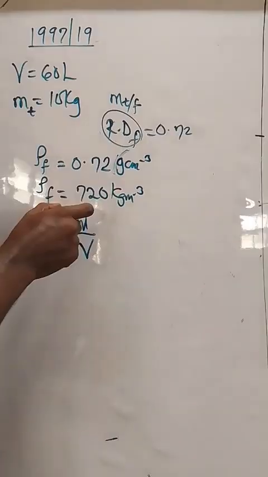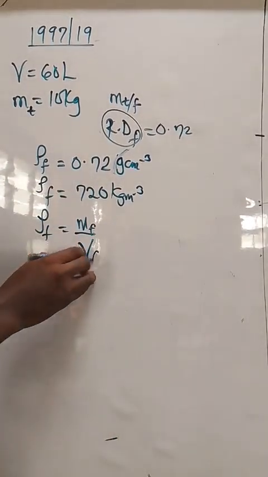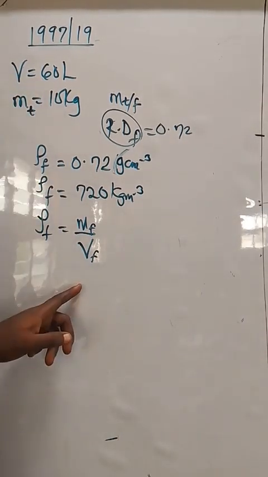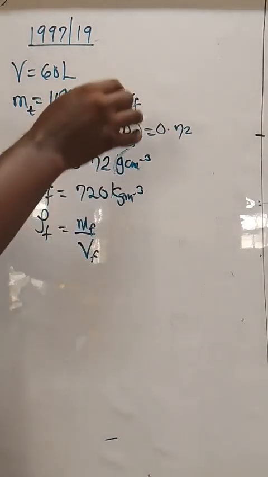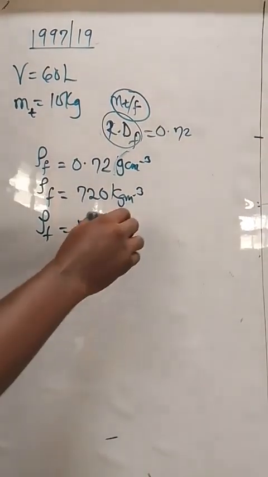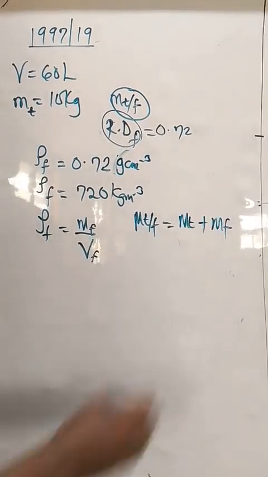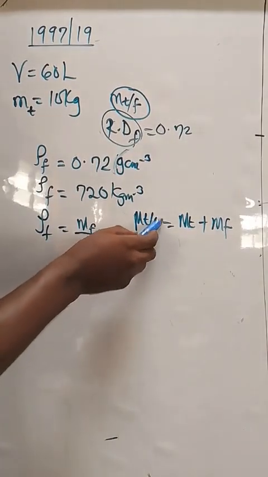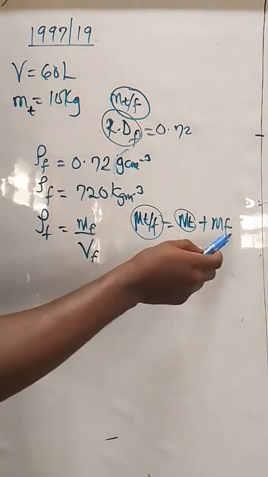Now the question is, do we know the mass of the fuel? What about the volume of the fuel? Yes, we know the volume because the fuel will fill up the empty tank, so it's 60. But we don't know the mass of the fuel. What are you actually looking for? The mass of the tank when it's filled with fuel. So mass of the tank with the fuel equals the mass of the tank plus the mass of the fuel. We have the mass of the tank, so we only need the mass of the fuel.